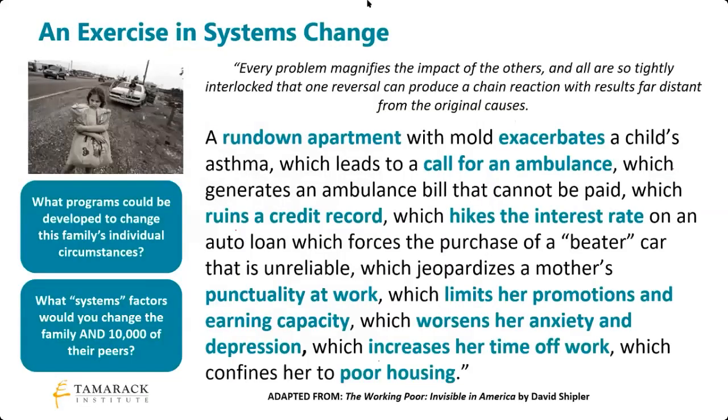This actually is a beautiful story that illustrates why we need that systems lens as well. It comes from a book about poverty by David Shipler. And what they amplify is that every problem magnifies the impact of the others, and they're so interconnected that changing one element can create a chain reaction that none of us could fully understand. So, a rundown apartment with mold exacerbates a child's asthma, which leads to a call for an ambulance, which generates an ambulance bill that mom can't pay, which ruins her credit record. And then when she has to go buy a new car, it hikes the interest rate that's available to her on her auto loan. So she has no choice but to purchase a beater car that is unreliable, which continues to jeopardize her punctuality at work, which limits her promotions and her earning capacity, also worsens her anxiety and depression, and leads to her needing to take more time off, which is the thing that's confining her to the poor housing in the first place.